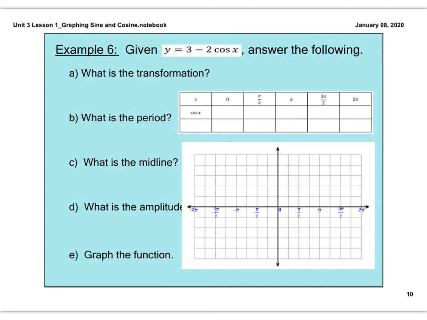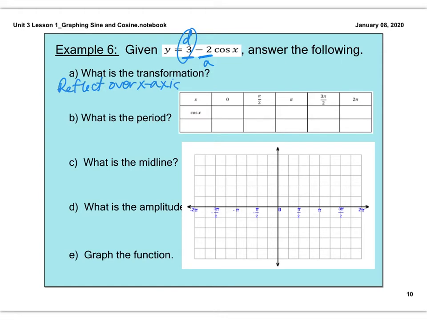Let's try another one. So here, there are many things that are going to take place. First of all, see this 3 out front? That is going to be like your D. This negative 2 is like your A. The D is kind of floating off by itself, its own term there. The negative 2 is the coefficient. The negative on the negative 2 is going to tell us to reflect over the x-axis.